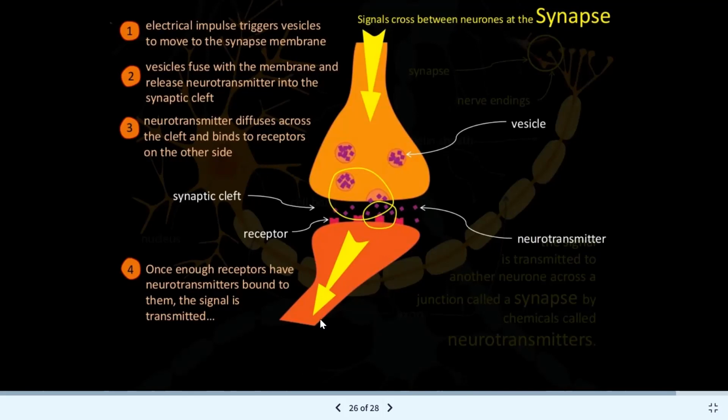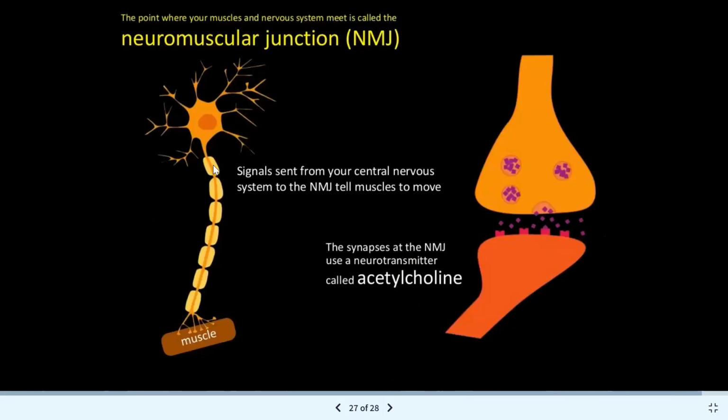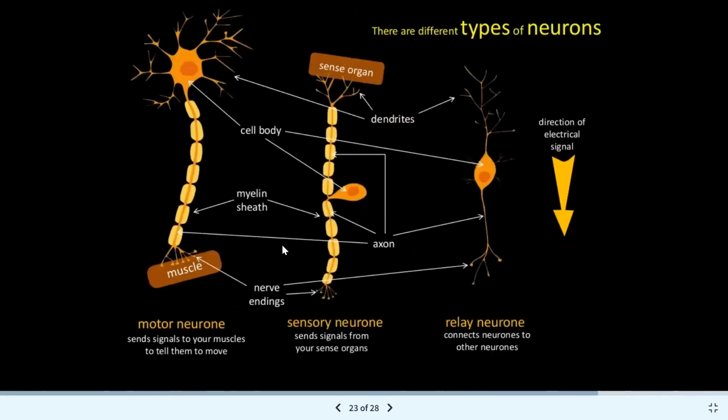This is the neuromuscular junction, NMJ. Signals sent from your central nervous system to the NMJ tell the muscle to move. The synapse at the NMJ uses the neurotransmitter called acetylcholine. This is the muscle, and this is the connection point. So this is how your central nervous system acts.